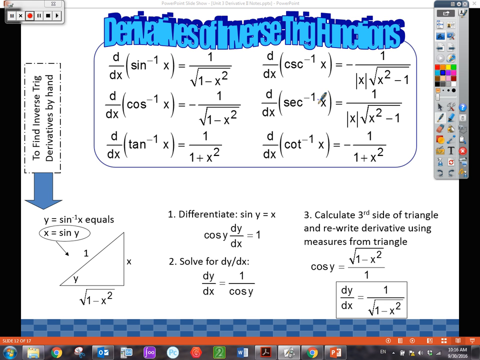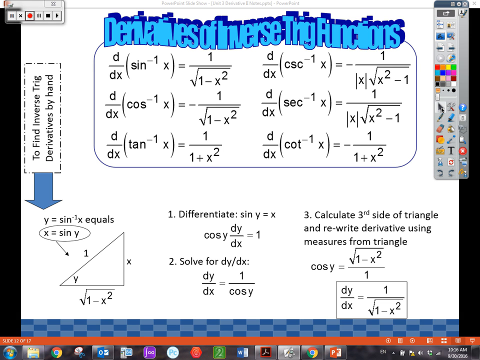So if I had a 2x in here, I would have to put the 2x here and here. Everywhere there's an x, I would put the 2x. And then I would multiply by the derivative of 2x, which is 2. Okay, so we basically use this formula as a template to substitute into, then we multiply by the derivative of the inside. Okay, so that's basically what it boils down to.